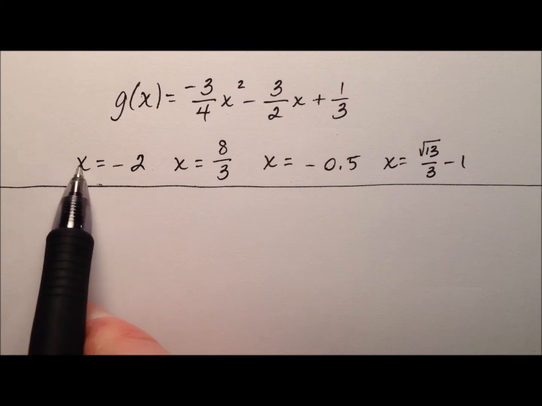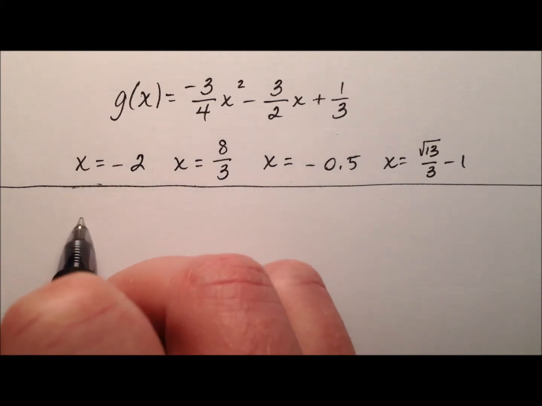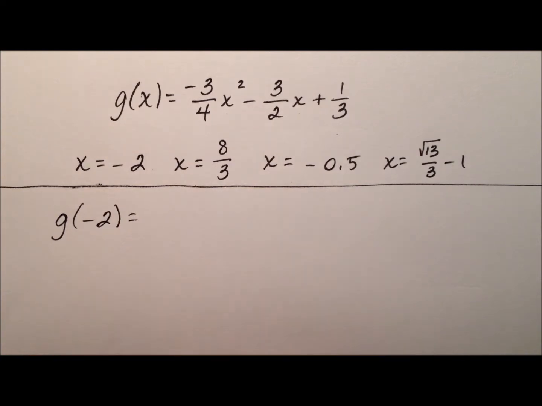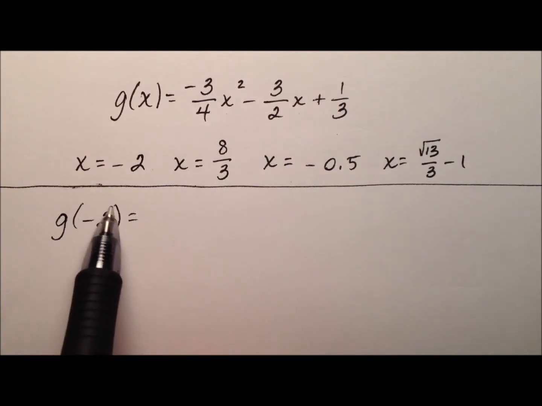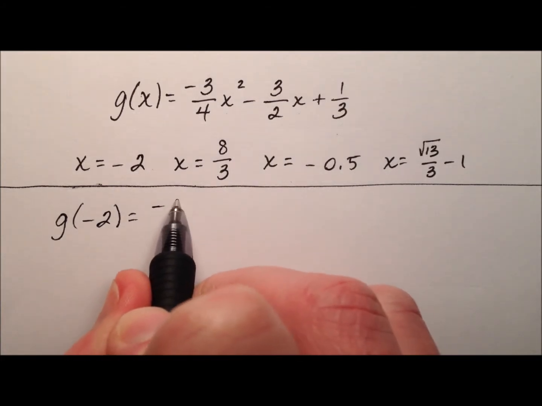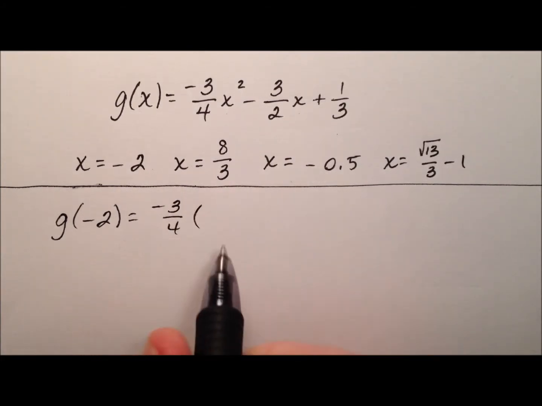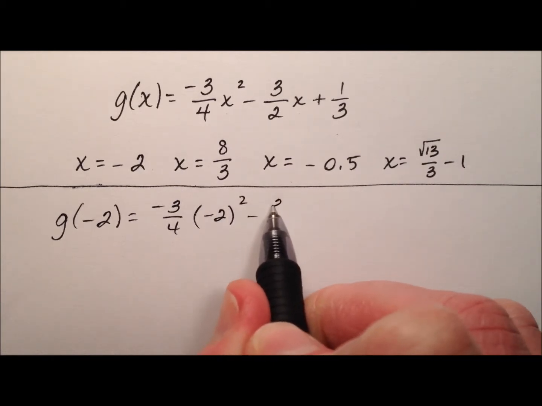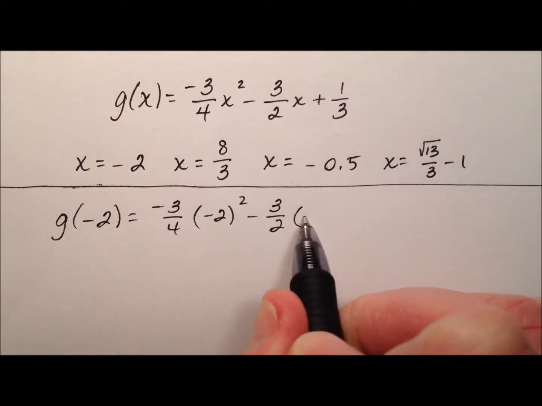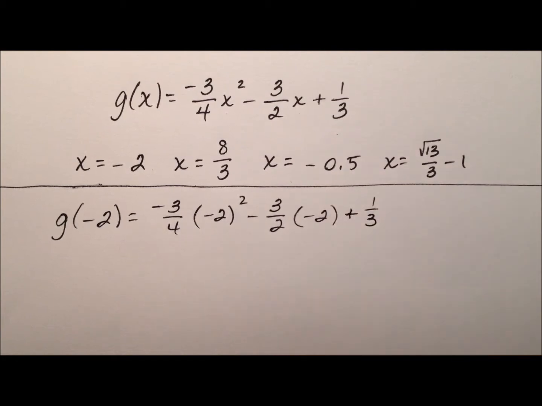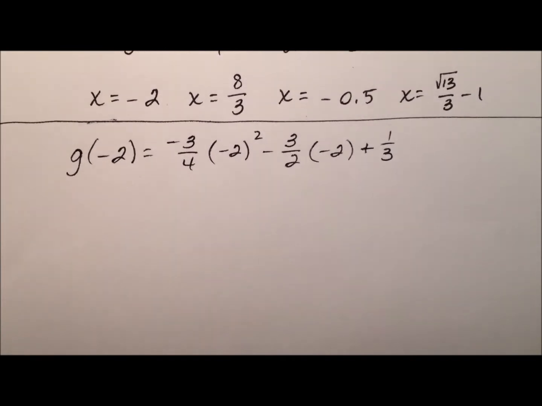So let's start with x equals -2, which means we're going to evaluate and say g at -2 equals, and we're going to plug in this -2 for every one of these x's up here. So we have -3/4 times -2 squared minus 3/2 times that -2, and then we're going to add 1/3 to that on the end. Okay, let's see what we get.